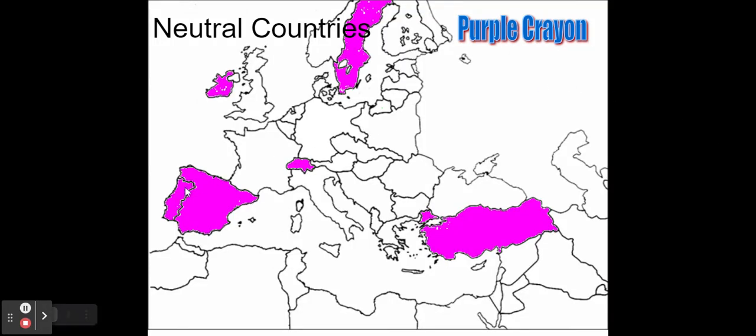All right. Portugal is going to be neutral. Spain is going to be neutral. Switzerland, of course, is going to be neutral. Turkey is going to be neutral. All right. Sweden is going to be neutral. Ireland is going to be neutral, although technically Ireland is going to kind of support Great Britain, but it's going to be officially neutral. So color in your neutral countries purple. All right, they're not going to officially take a side.